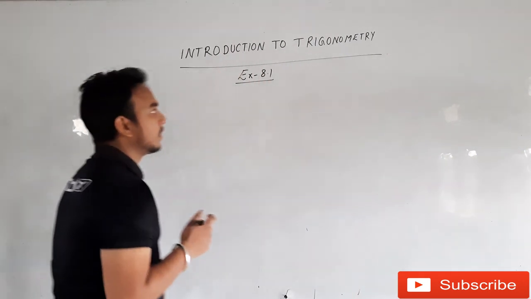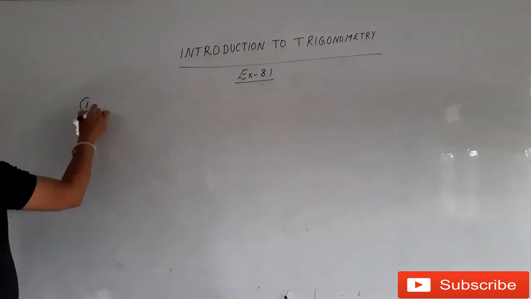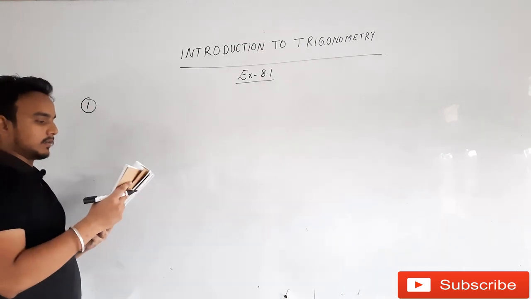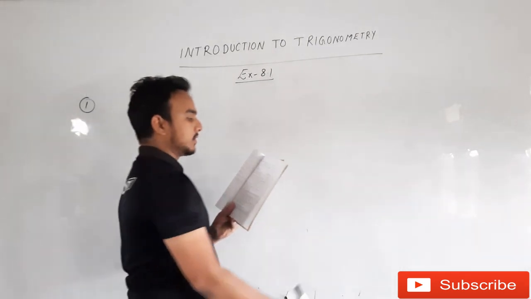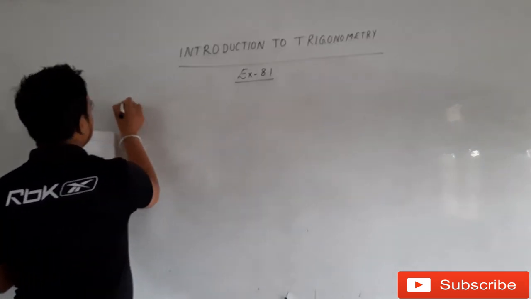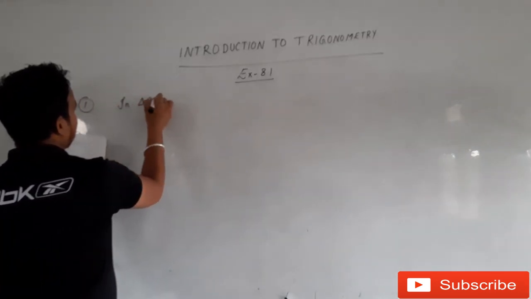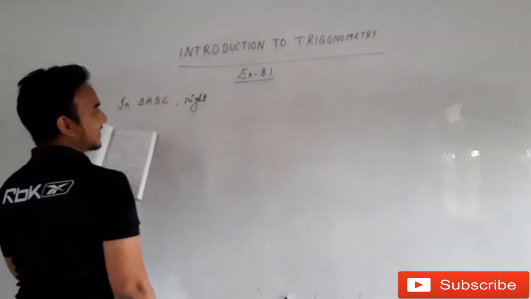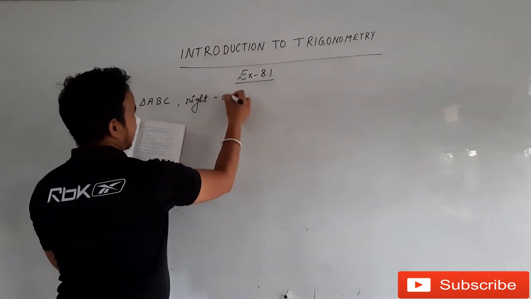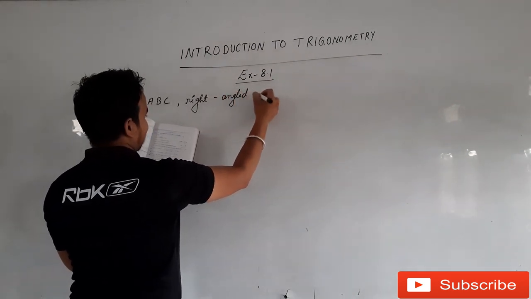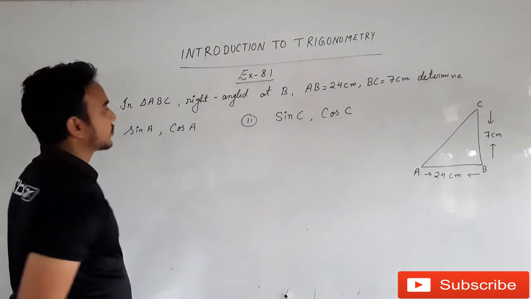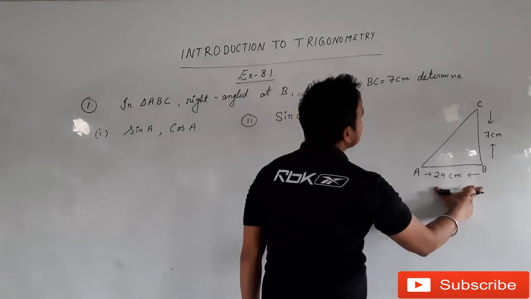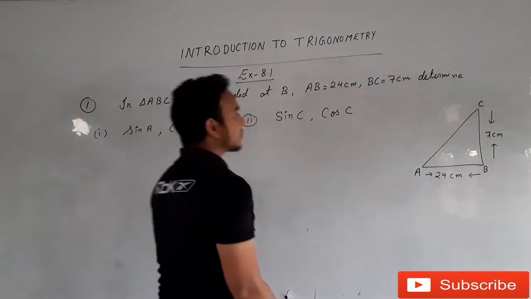तो चलिए चलते हैं क्वेश्चन नंबर 1 की तरफ। क्वेश्चन नंबर 1 क्या कह रहा है? इन ट्राइंगल ABC, राइट एंगल्ड एट B। तो देखिए क्वेश्चन नंबर 1। अच्छा, दिया क्या है? AB इज इक्वल टू 24 सेंटीमीटर एंड BC इज इक्वल टू 7 सेंटीमीटर एंड डिटरमाइन क्या करना है?